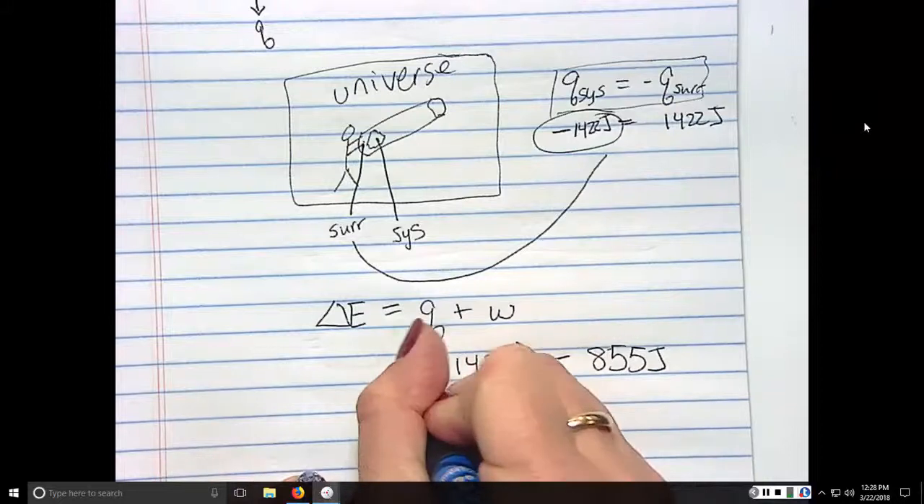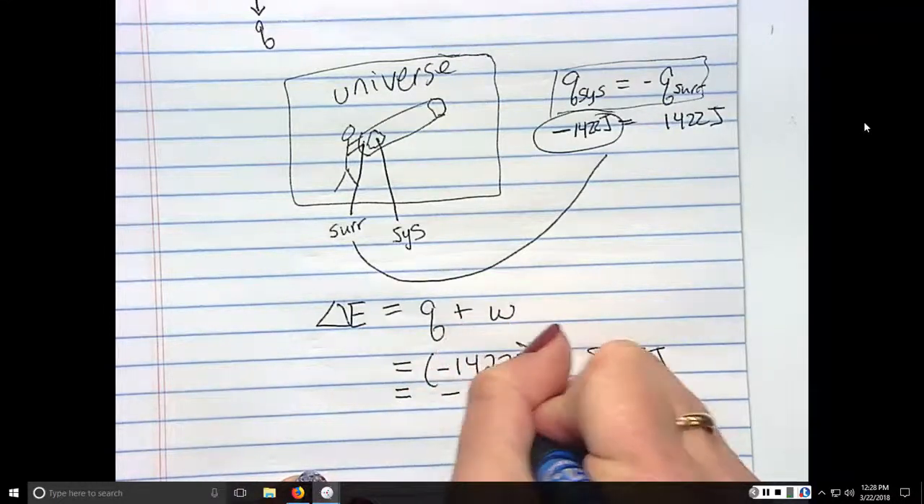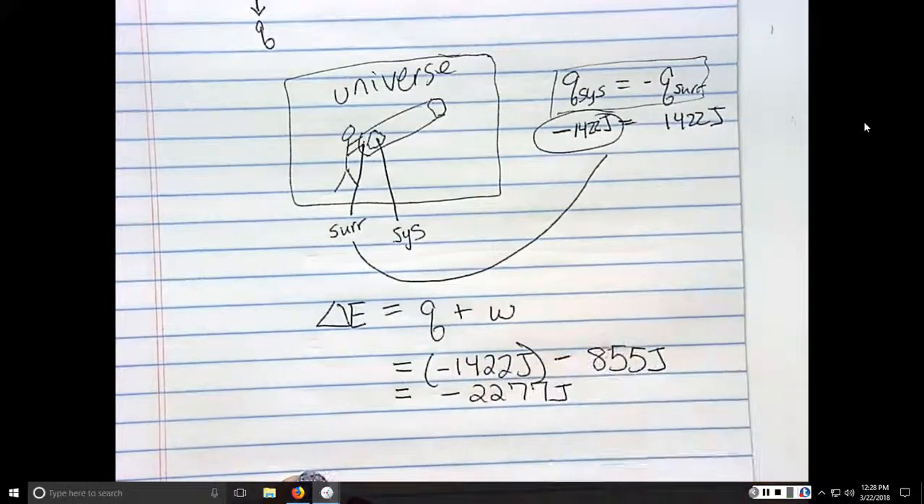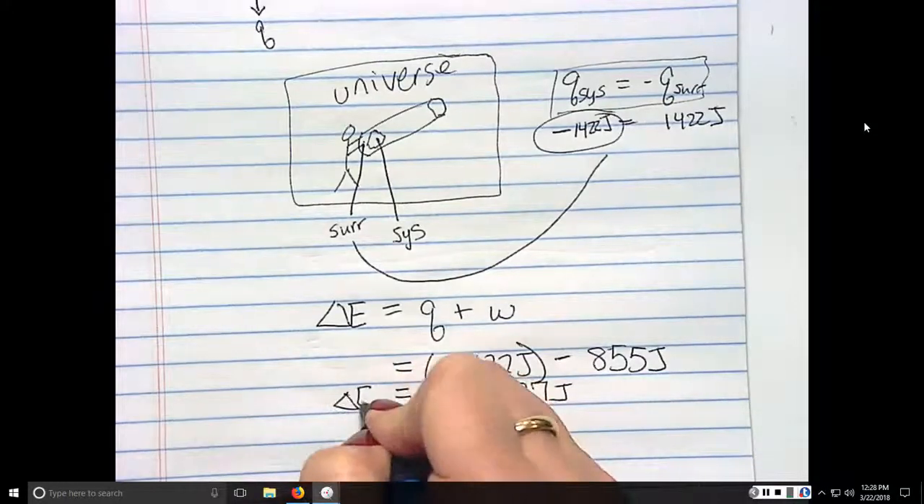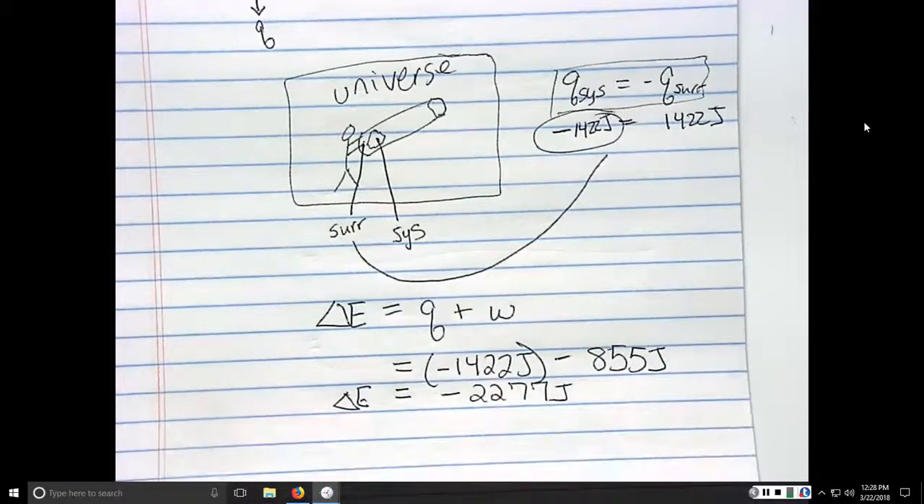So when we do this, our math is just 2277 joules. Okay? That's delta E. I think we should do another one because wording is fun.